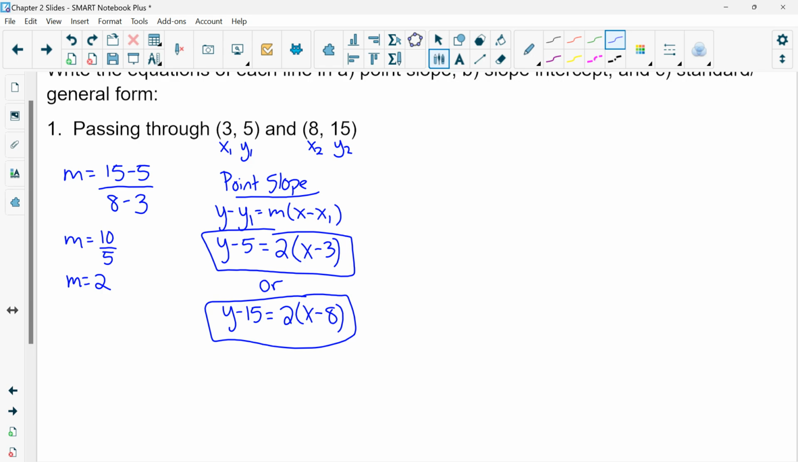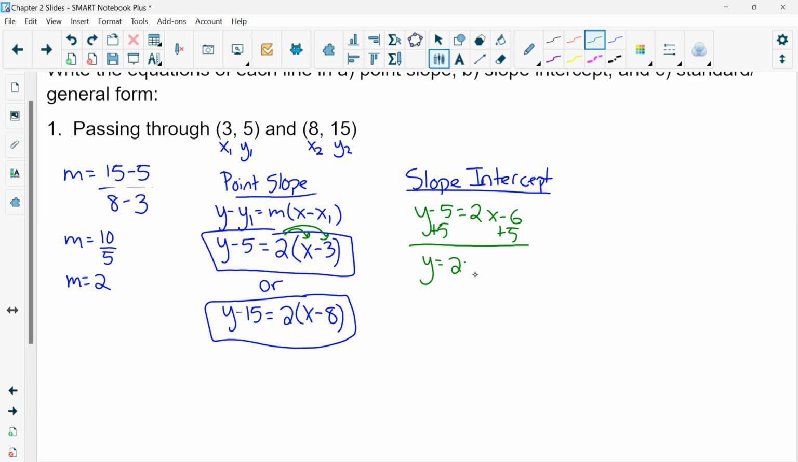And then we're getting into slope-intercept form. So remember, slope-intercept form is just where we want to get the y by itself. So slope-intercept form, we can choose either one of these 2 equations and get the y by itself. So I'm just going to choose the top one here. So I'm going to distribute the 2 and get y minus 5 equals 2x minus 6. And then just get the y by itself by adding 5. So we have y equals 2x minus 1.